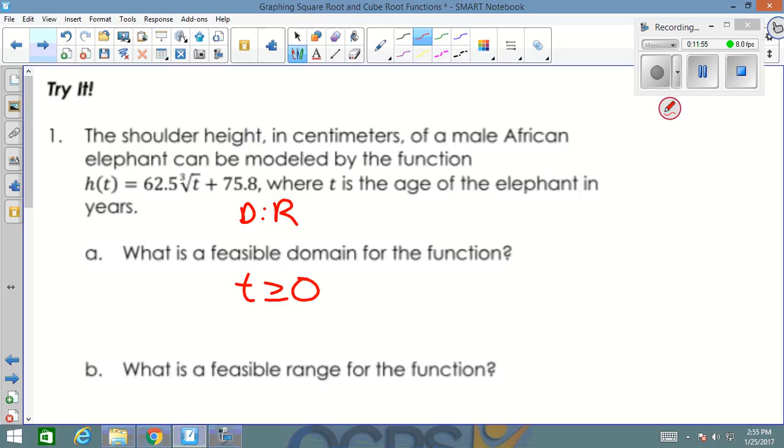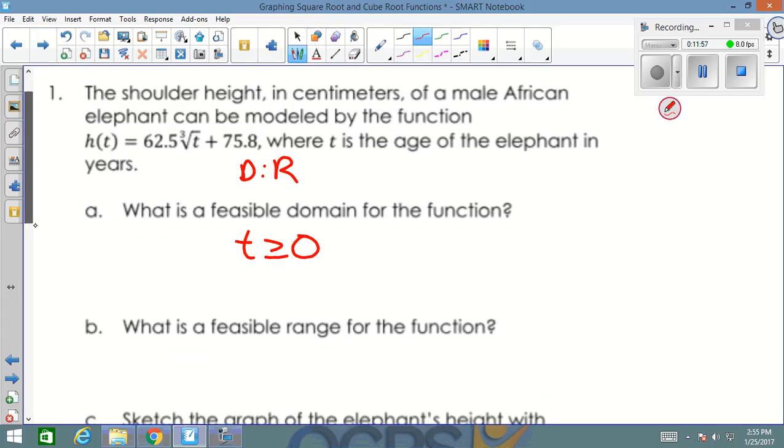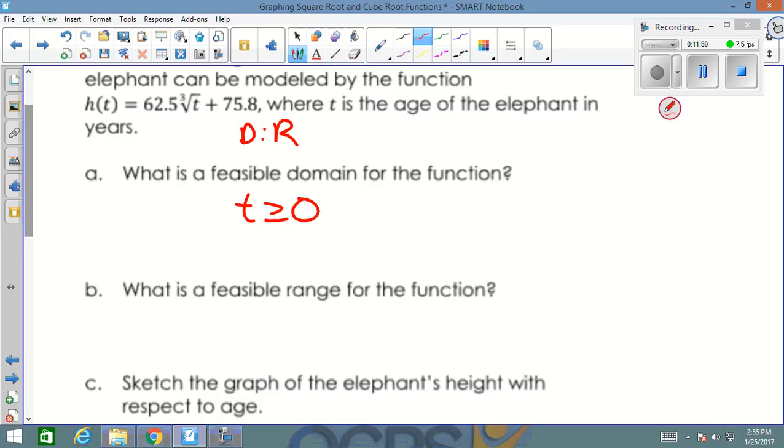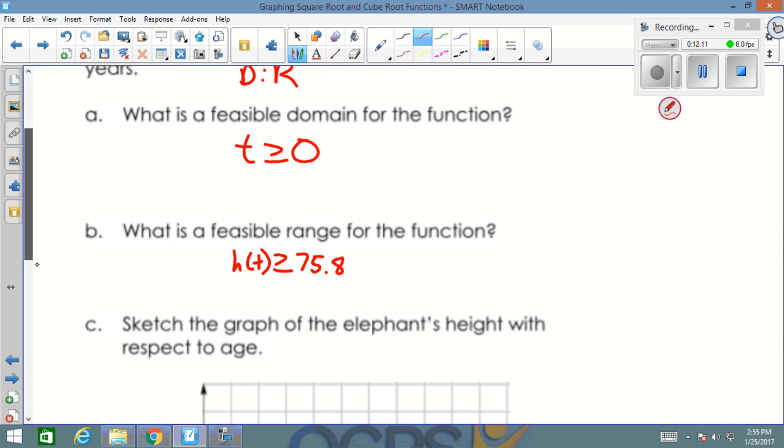Because we're talking about age, you cannot have negative age. The height would be at 75.8. You have to be greater than or equal to. How do we know that? Because that's our k value right there, 75.8. So that's the minimum that it's going to be.